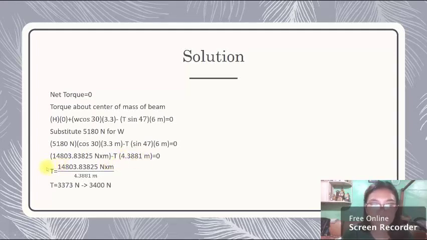And then to solve for the tension, we're just going to transpose this on the other side, and then divide both sides with this one. This is going to be cancelled, and then we have this equation. Then we're going to divide it. We have a value of 3,373 newtons, or 3,400 newtons.